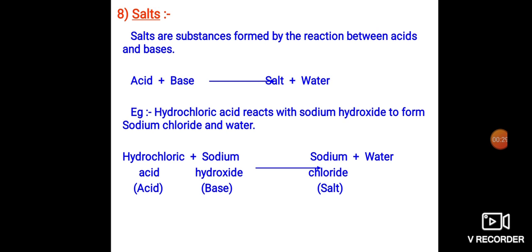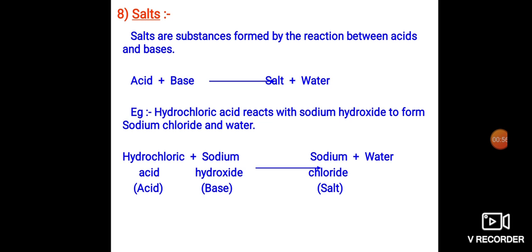What is salt? A substance formed by the reaction between acid and base is called salt. Salts are the compounds obtained by neutralization of acid and base in the neutralization reaction. Dear children, when acid reacts with base, it gives salt plus water. Hydrochloric acid reacts with sodium hydroxide to form sodium chloride and water.